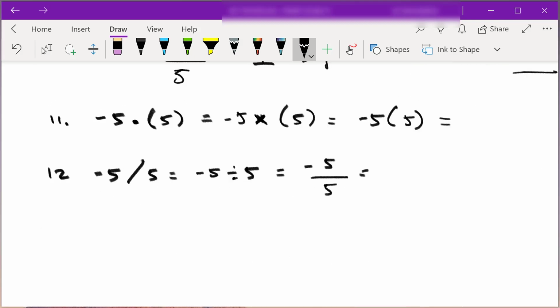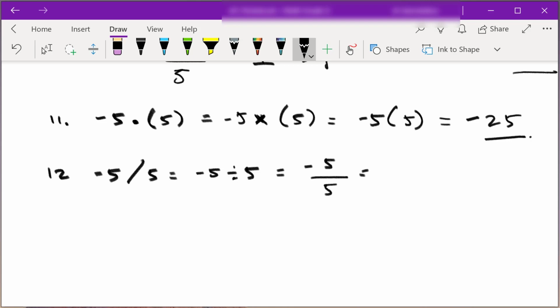Sometimes a multiplication sign will be written with a dot, so minus 5 dot parentheses 5, but this is the same as minus 5 cross 5, which is the same as minus 5 with parentheses 5. So all these are acceptable forms, and the answer is simply minus 25.